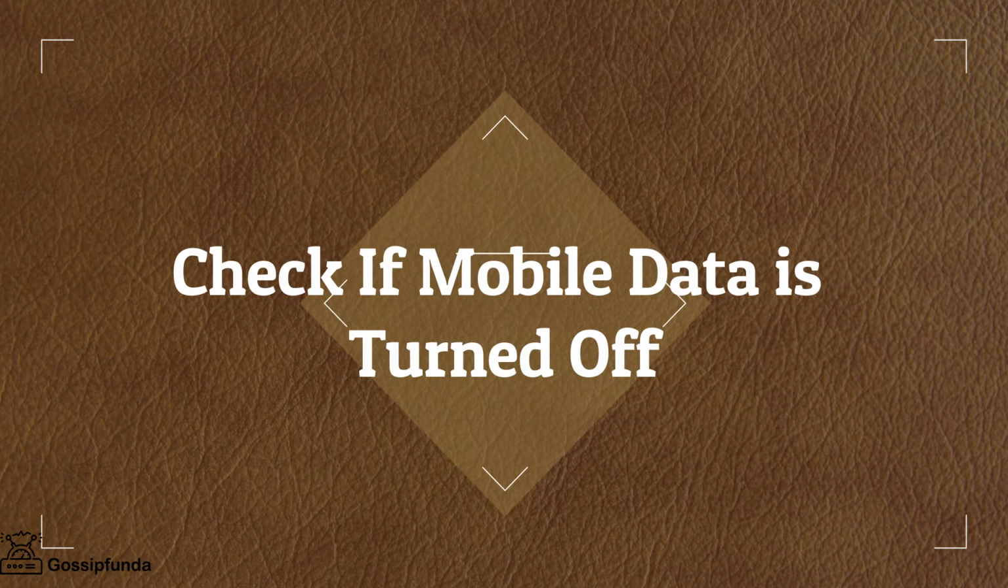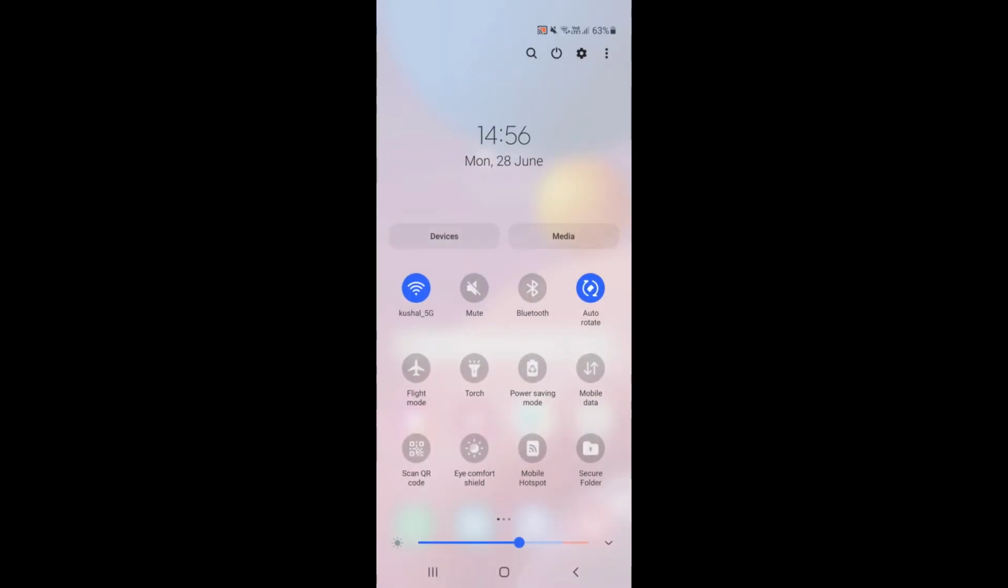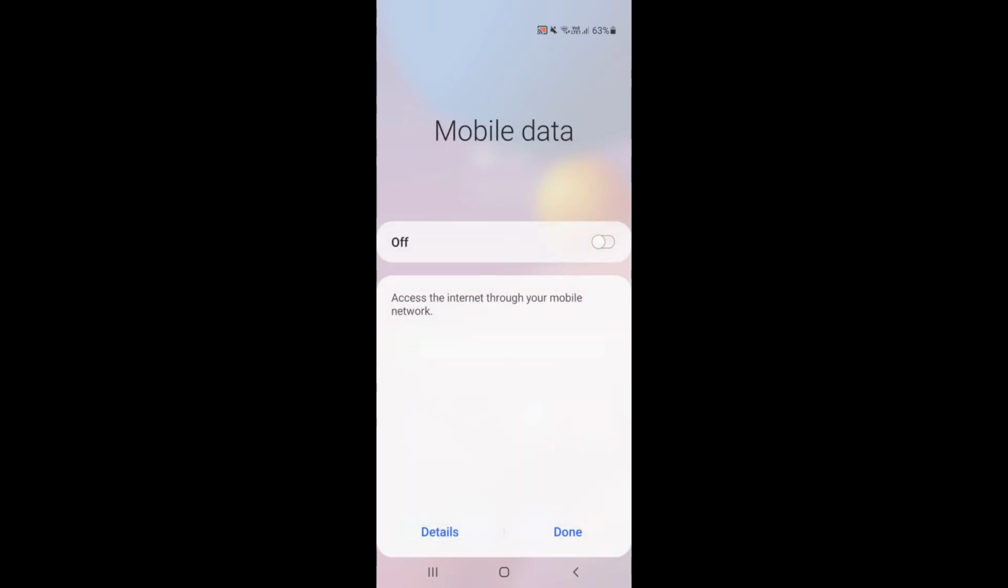So the next way is to check if mobile data is turned on. When you have mobile data turned on and then connect to a Wi-Fi network, you may not be able to access the internet. So try disabling the mobile data to fix this issue.